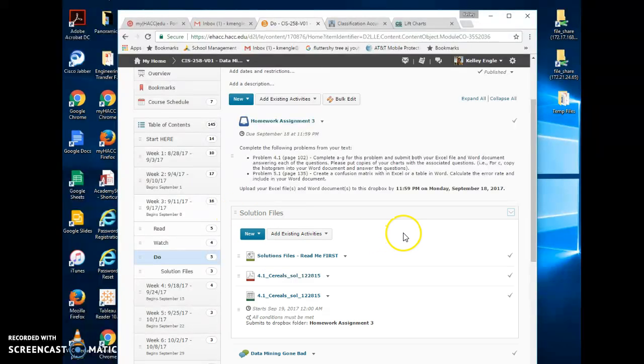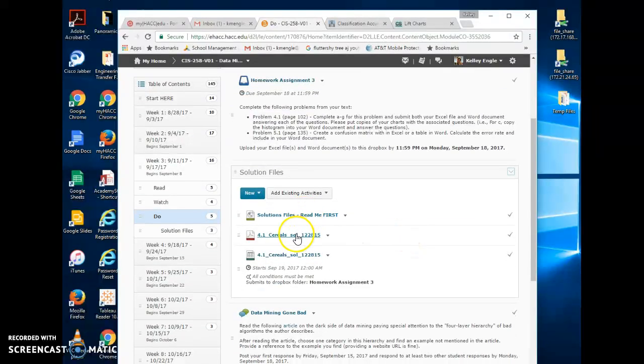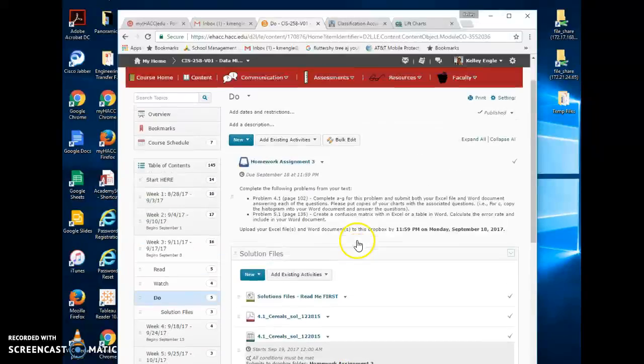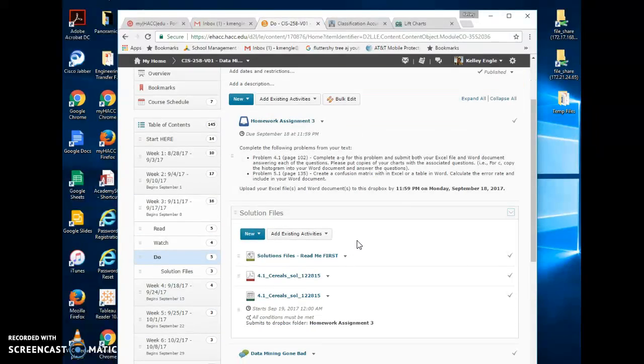You'll also notice there are solution files here, which some will open up right away. For instance, you should be able to see the PDF right away, but you won't be able to see the Excel spreadsheet until you submit something and the deadline has passed. So that's how you'll be able to see that by next Monday.